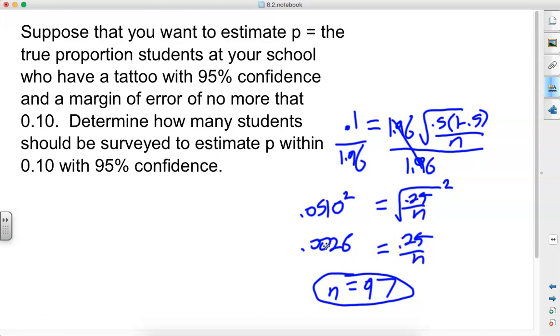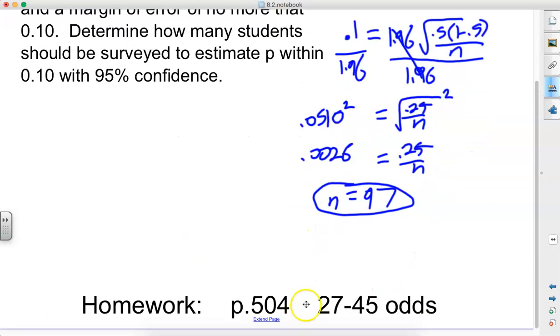Again, try not to round until you get done this last step. And we get n equals 96.04. So because it's just a little bit over 96, we have to be on the safe side and say we need to survey 97 people at least to have a margin of error of 10% with a 95% confidence level. Okay, so go ahead and try these problems.